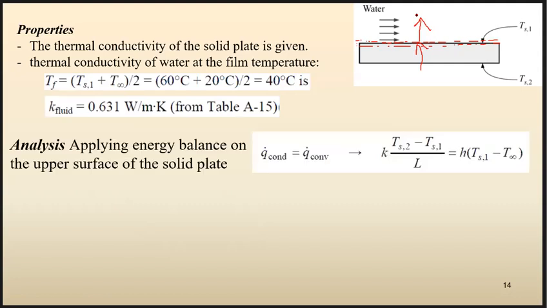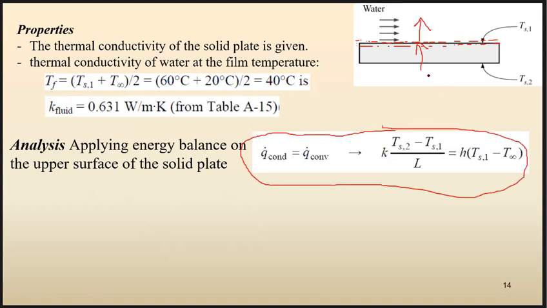Okay. So this is the energy balance that I have. Conduction is coming from the lower surface and convection is leaving, because the surface is hot, so it releases energy to the water. So this is the overall flow of the heat. Whatever is flowing inside the wall in the form of conduction must be equal to whatever is flowing inside the fluid in the form of convection. This is the energy balance at this surface.